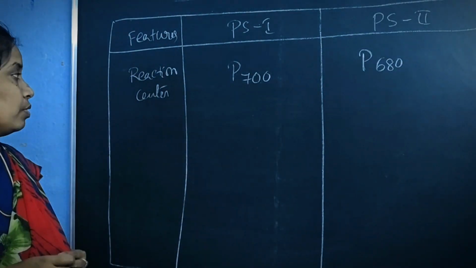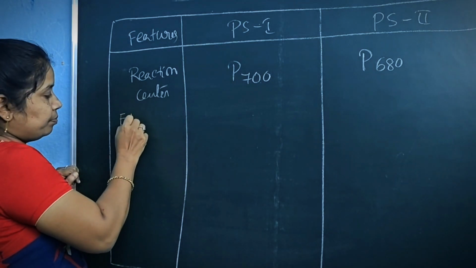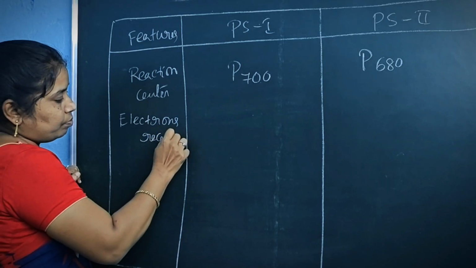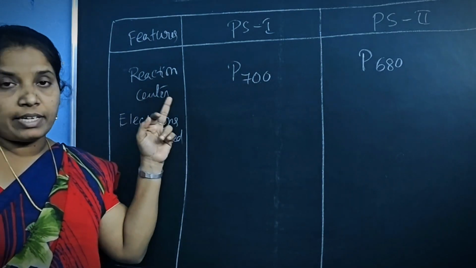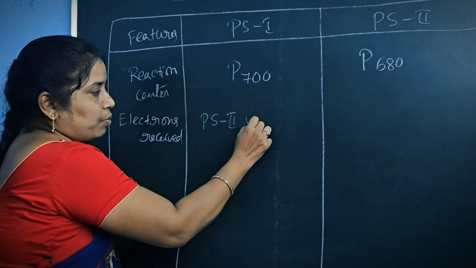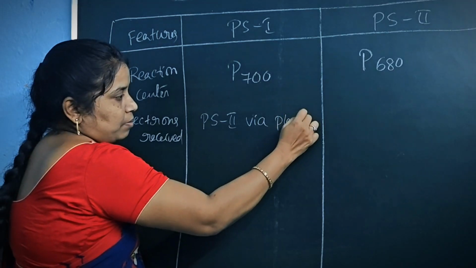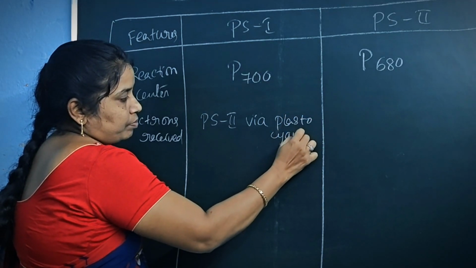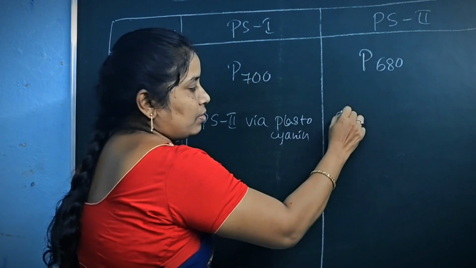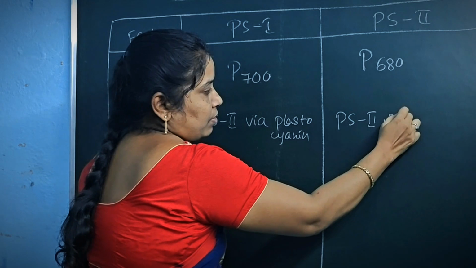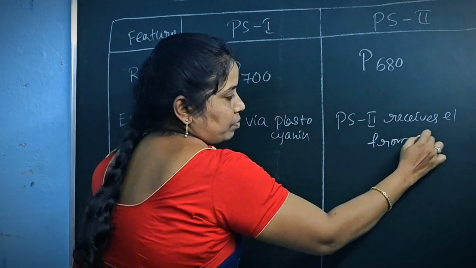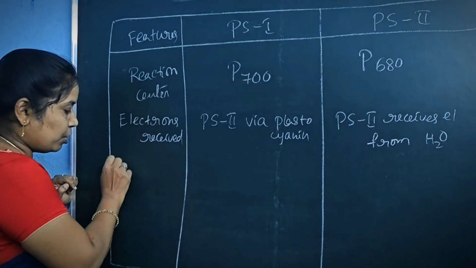Let's see the second difference: electrons received. PS1 receives electrons from PS2 via plastocyanin, whereas PS2 receives electrons from the water molecule. Okay, so photolysis.